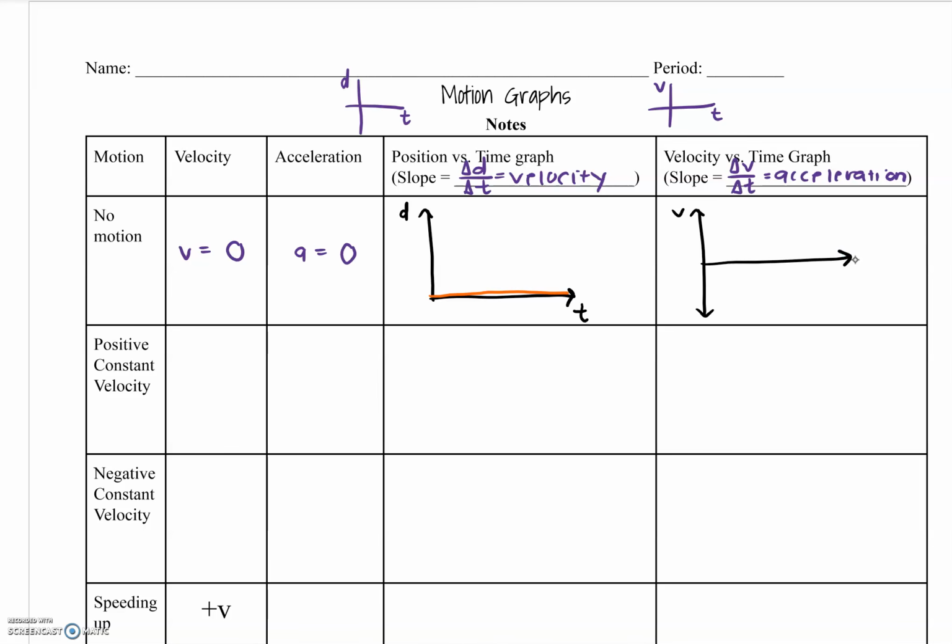So again, in this case, velocity on the y-axis, time is on the x-axis, and since there's no change in position, the velocity will also remain at 0 the entire time. Okay, hopefully that one's pretty straightforward.